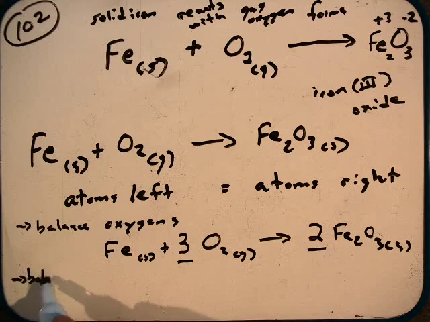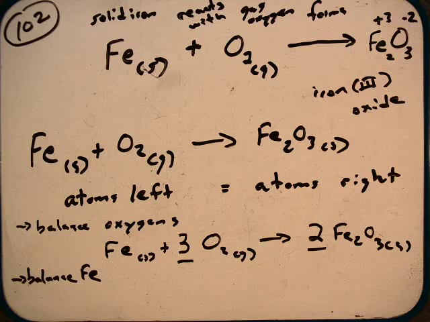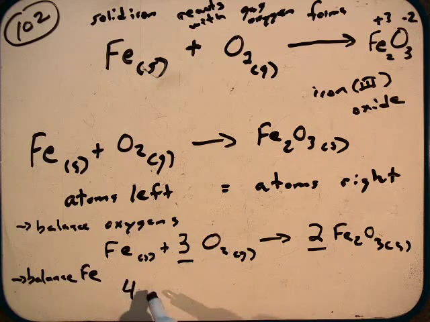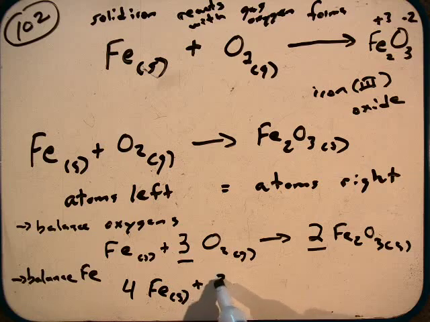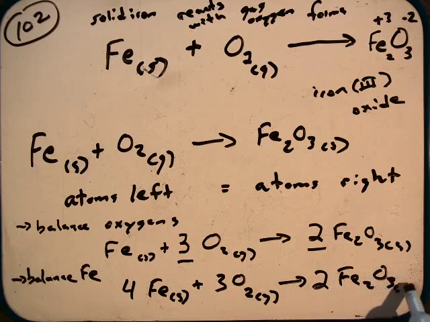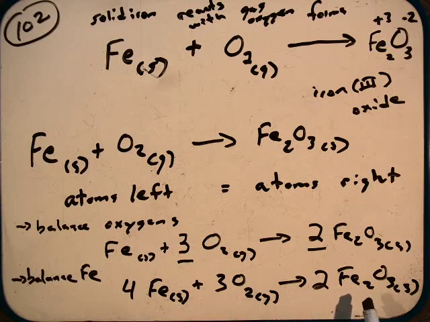Now I'm going to balance my iron. And at this point it becomes really easy. On the right I have 4 irons, so I have to have 4 irons on the left. And now our chemical reaction is balanced. We have 6 oxygens on the left, 6 oxygens on the right, 4 irons on the left, 4 irons on the right. We are balanced. That is number 102.